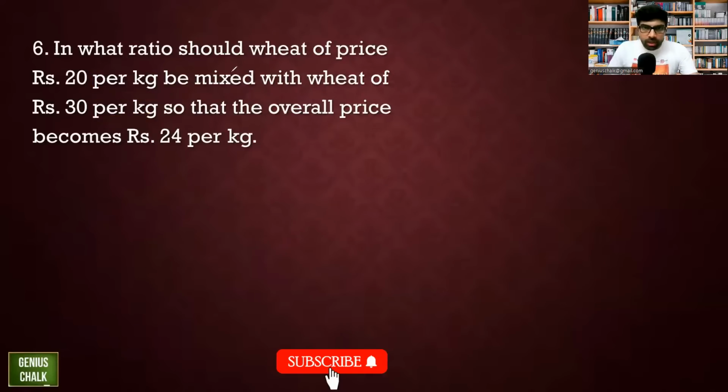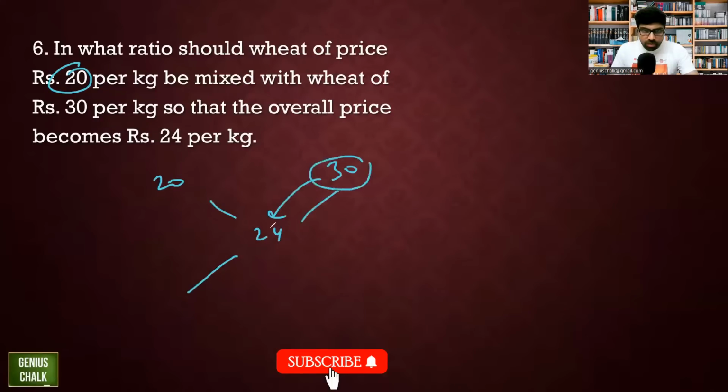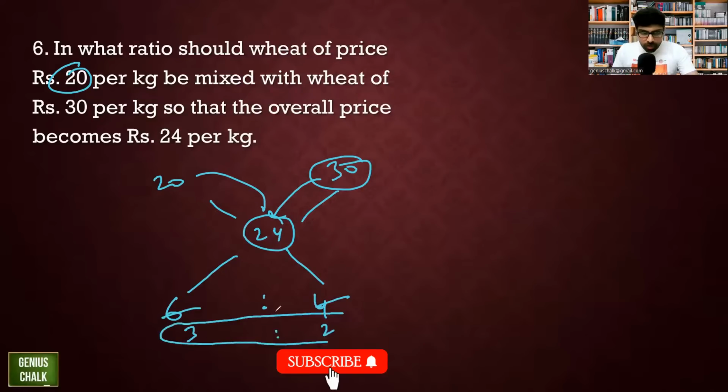So what we do in the alligation method, we remember that this is one way which we have to follow for every question. First, the price of the first quantity. Second, the price per kg of the second quantity. And overall is 24. If the ratio is asked, just subtract, whichever is the bigger one. So 30 minus 24 is 6, and 24 minus 20 is 4. And further, it is 3:2. So my question is becoming very simple and quite easy. Less time taking, more questions.